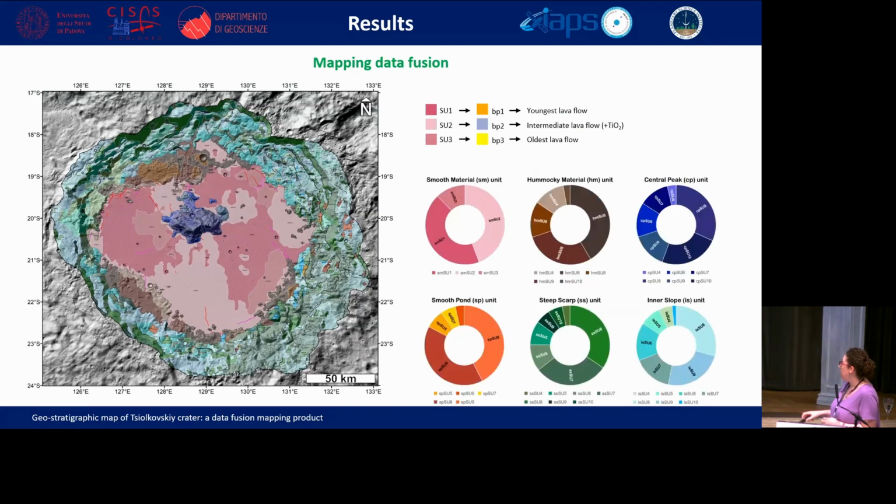In particular, on the smooth floor, we can see beautiful colors. We can see again that the smooth floor is characterized by three different spectral units that are each correlated with a Clementine basaltic plain unit and refer to a different age and composition. All remaining spectral units have a more widespread distribution.